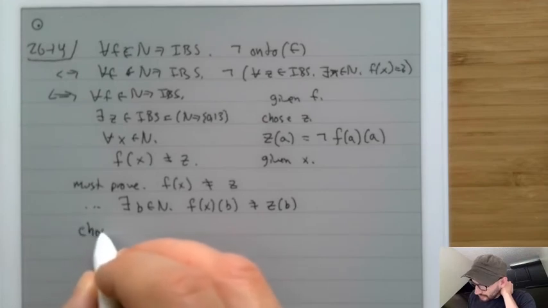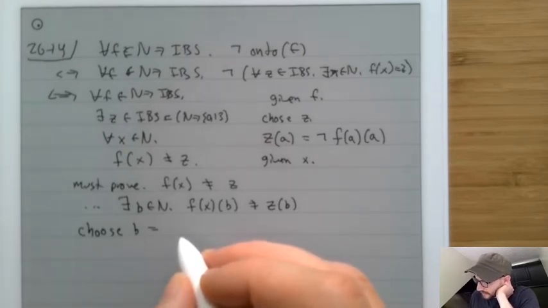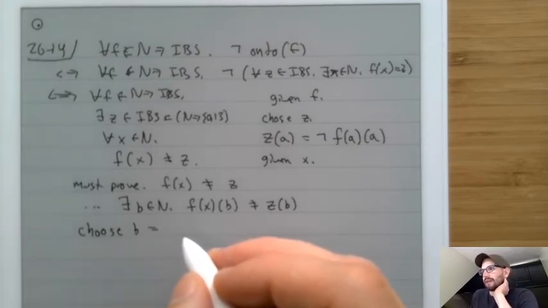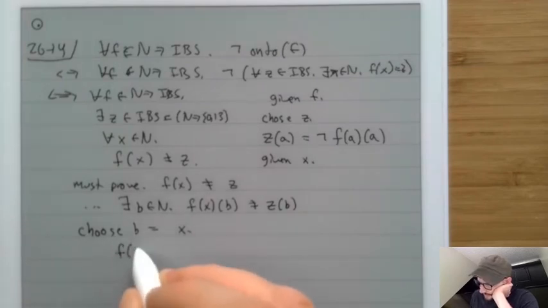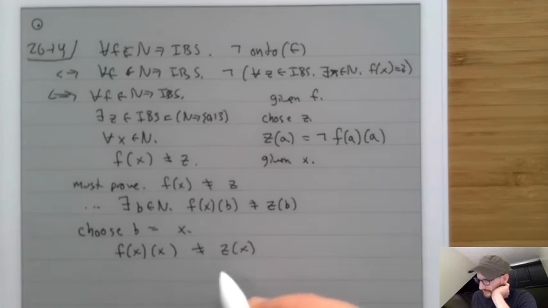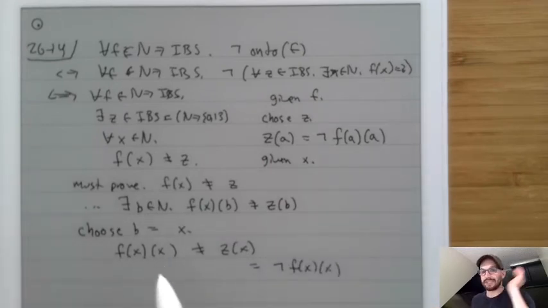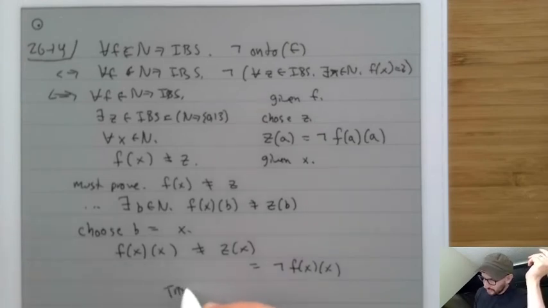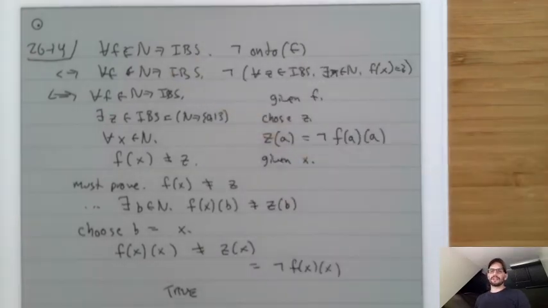So then that means that we have to choose b. And really we can choose anything, but let's just choose, I don't know, x. So that means that we have to show that f of x is not equal to z of x. Well, what is z of x? Well, we'll just look at it. z of x is equal to the negation of f of x of x. Well, is f of x of x, which is either 0 or 1, equal to not 0 or 1? No, it's not. Okay? This is the trivialist thing that we could do. So this is definitely true. Therefore, we now know that there is no onto function, and since there's no onto function, that means that N and IBS must not be the same size.